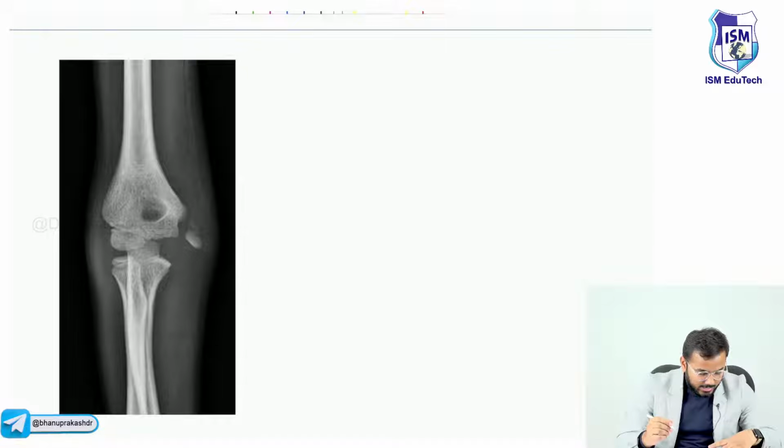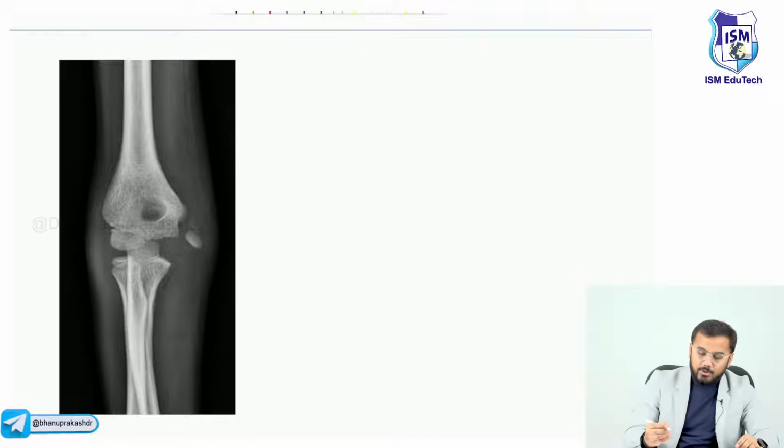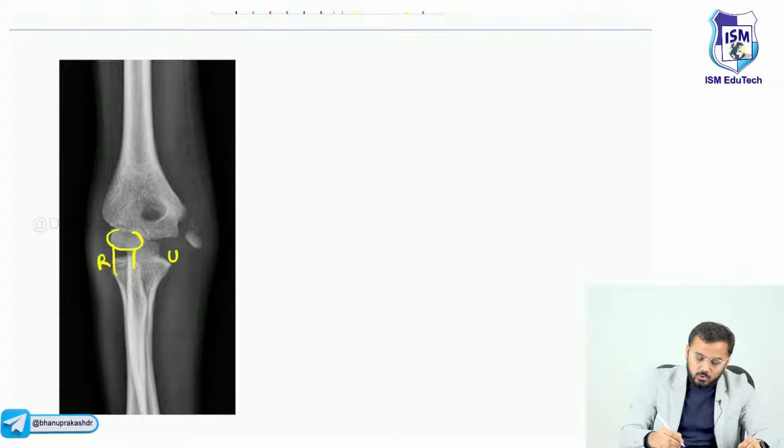Someone told lateral epicondyle. No, it is not lateral epicondyle, guys. You can very clearly see, this is a radius over here, and the other side is your ulna. This protrusion, whatever you can see here, has been broken off. You can see there is a fracture. This is the medial epicondyle.